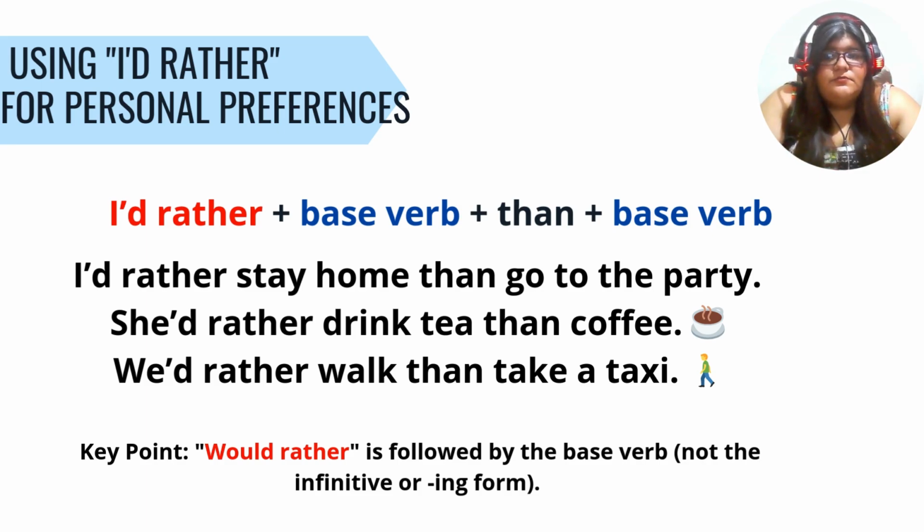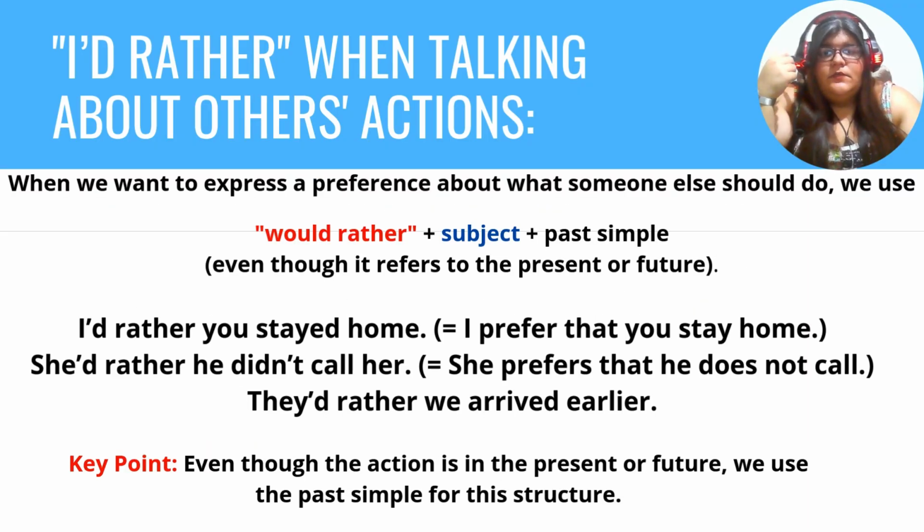Especially when you try to express preferences. Then we have here I'd rather when talking about other actions. When we want to express a preference about what someone else should do, we use would rather plus object plus the past simple, even though it refers to the present or future.